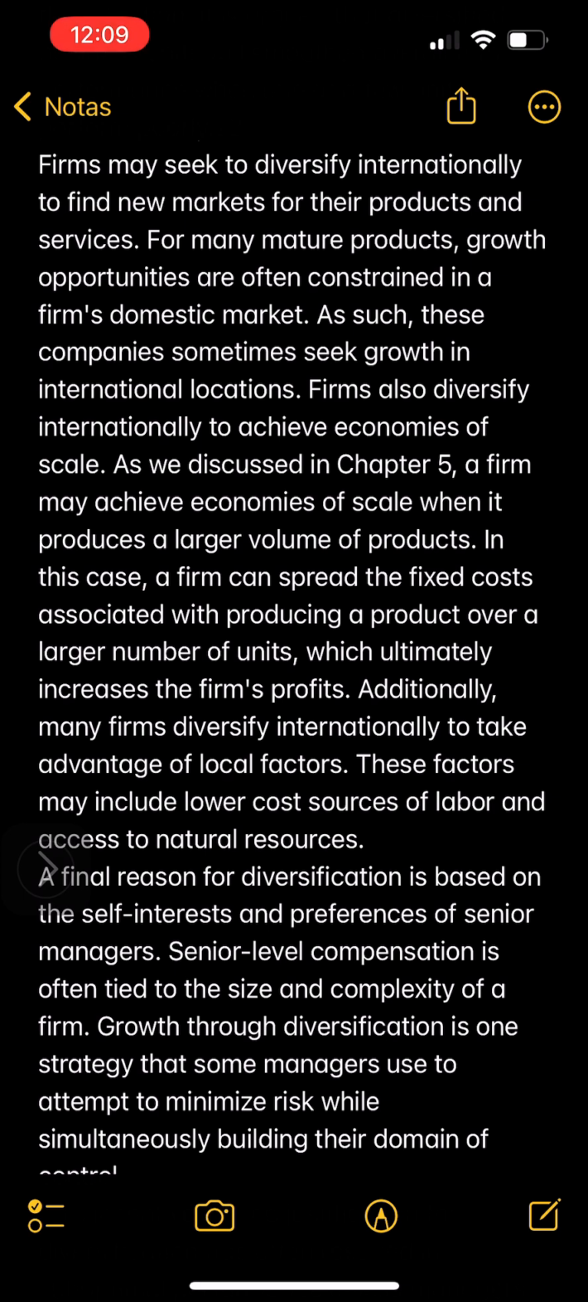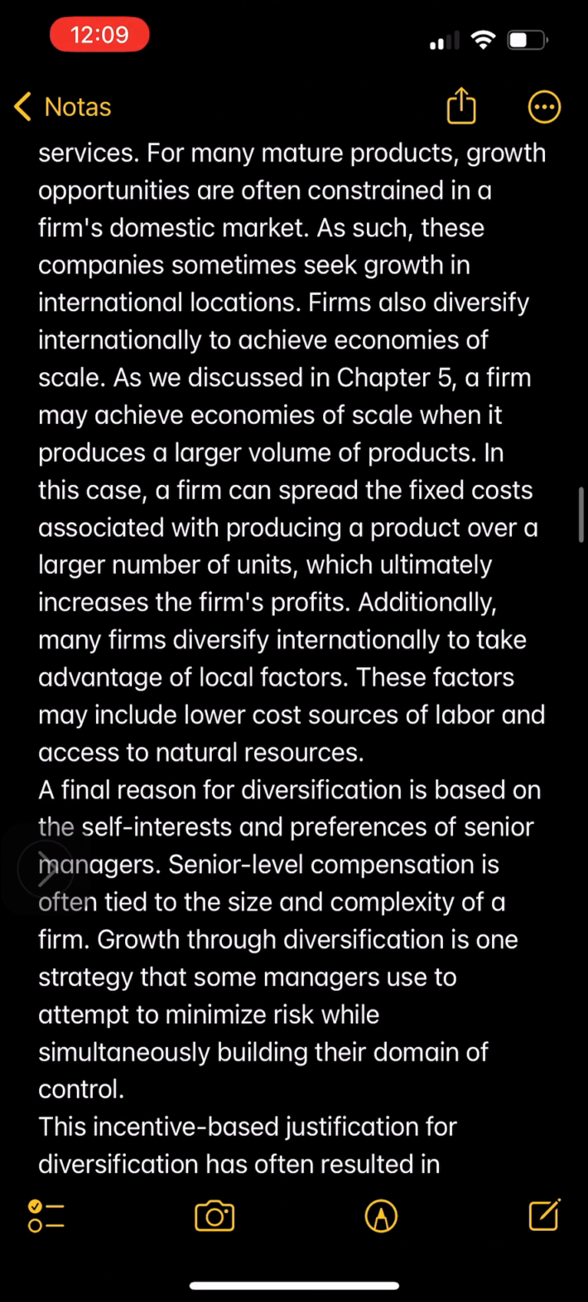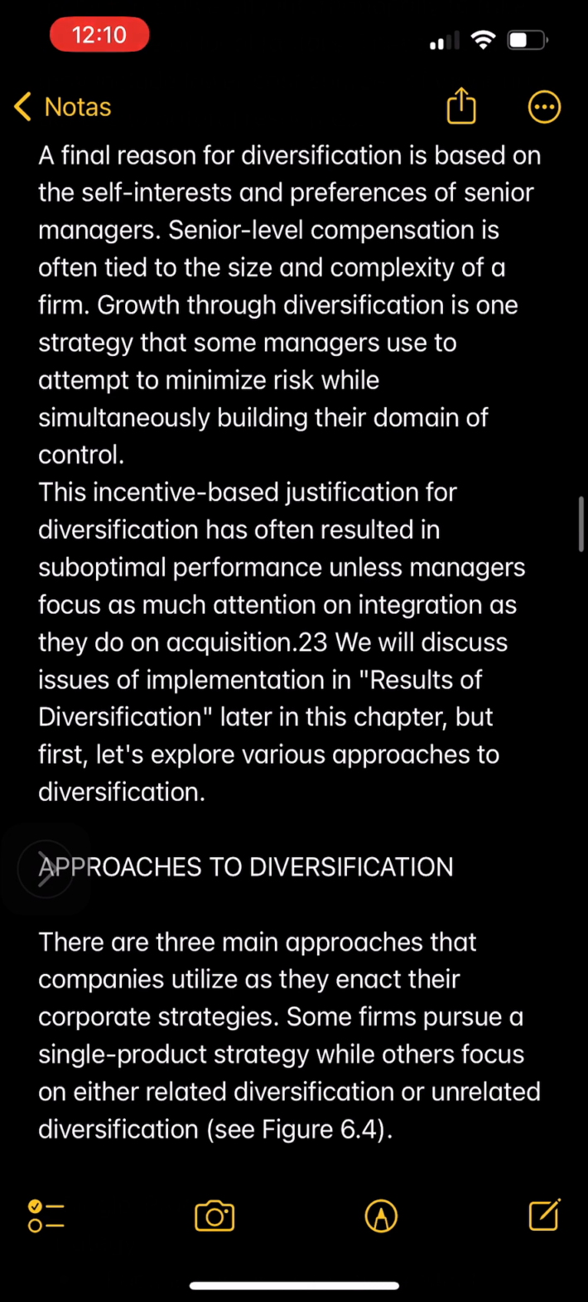A final reason for diversification is based on the self-interests and preferences of senior managers. Senior level compensation is often tied to the size and complexity of a firm. Growth through diversification is one strategy that some managers use to attempt to minimize risk while simultaneously building their domain of control. This incentive-based justification for diversification has often resulted in suboptimal performance unless managers focus as much attention on integration as they do on acquisition. We will discuss issues of implementation and results of diversification later in this chapter, but first, let's explore various approaches to diversification.